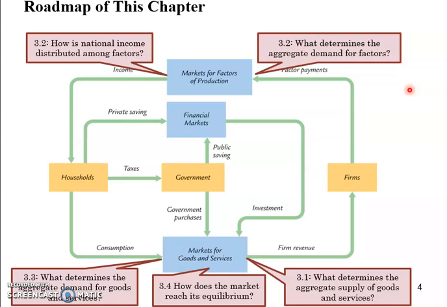So this is the roadmap of the whole chapter. Since the next video, we're going to start talking about the first one, the aggregate supply of goods and services.